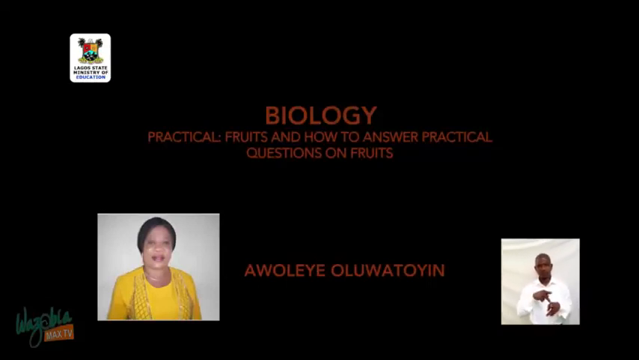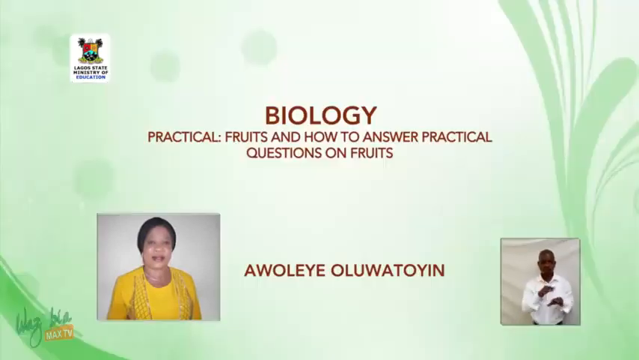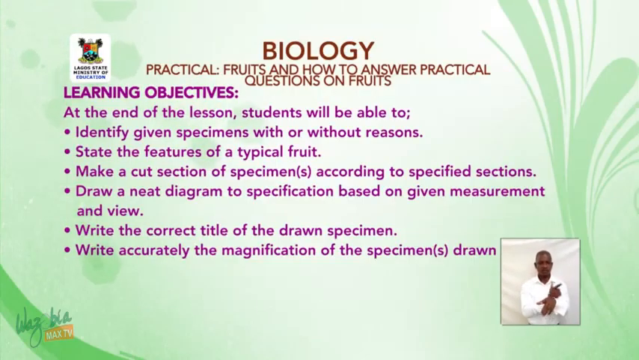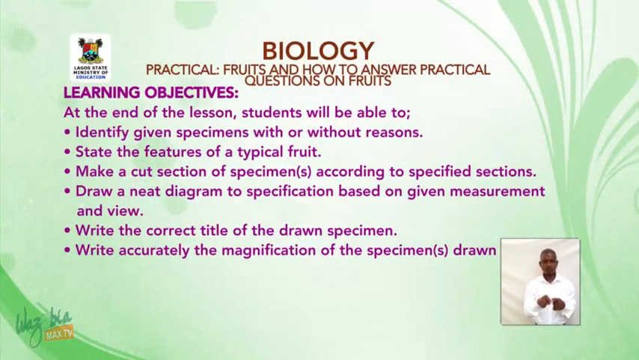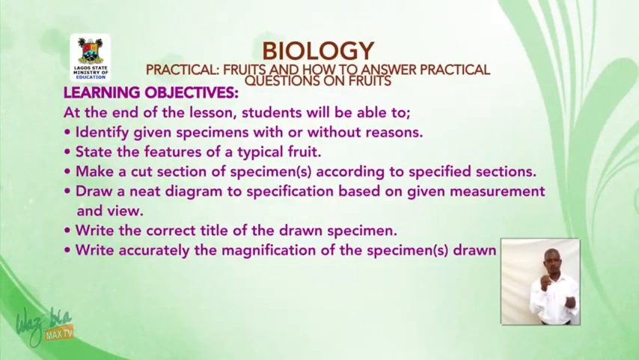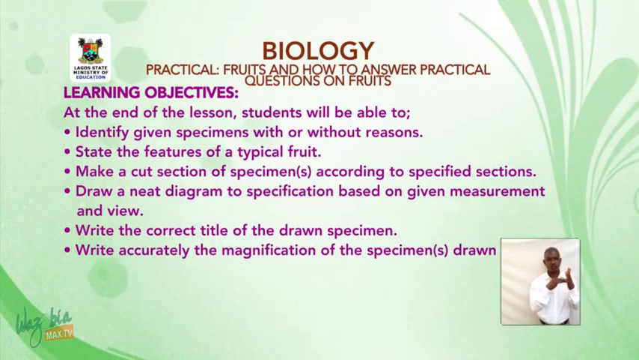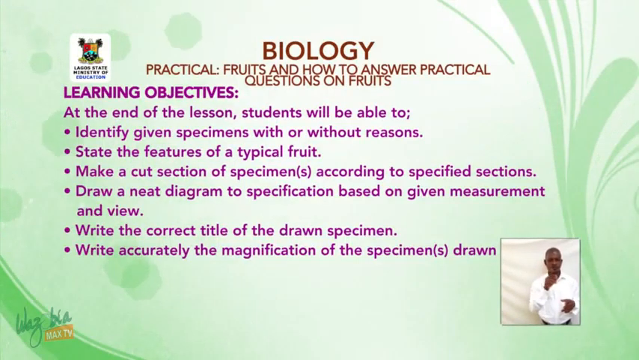The topic for today's lesson is practical on fruits and how to answer practical questions on fruits. Learning objectives. At the end of the lesson, students will be able to: 1. Identify given specimens with or without freezing. 2. State the features of a typical fruit.